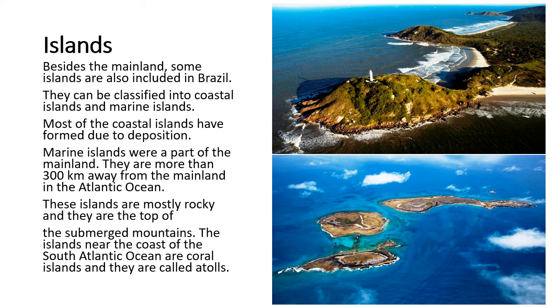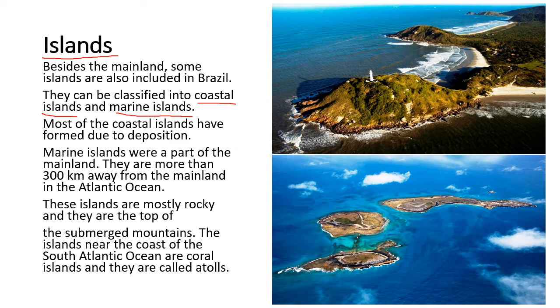Having talked about the coastal plains and the plains of Amazon and Paraguay-Parana, children, let's talk about the islands, which is a very important physical unit in Brazil. Dear children, we can classify Brazilian islands as coastal islands and marine islands. As the name suggests, the coastal islands are in the vicinity of the coast, whereas the marine islands are away from the coast. The coastal islands get formed due to deposition, which you can see in the first picture.